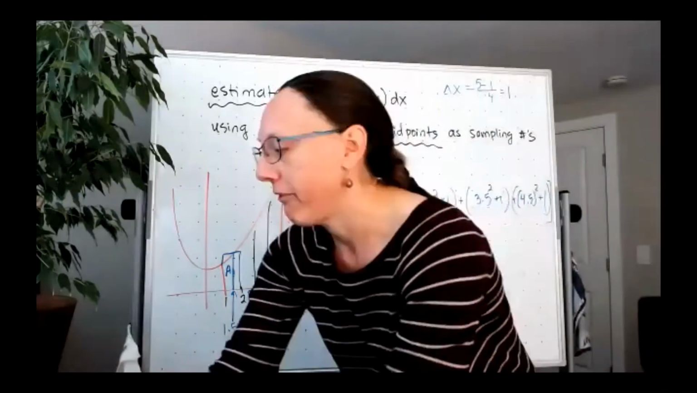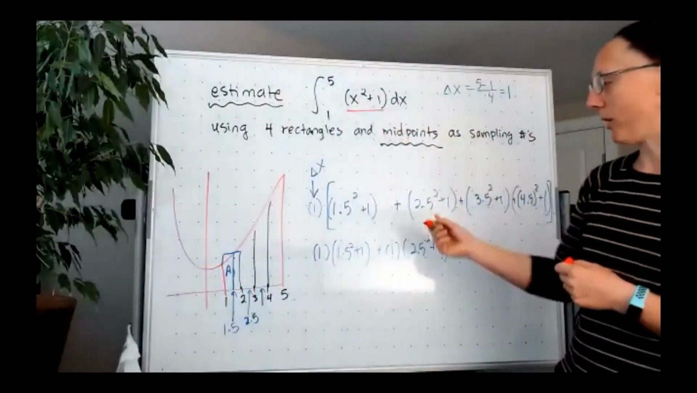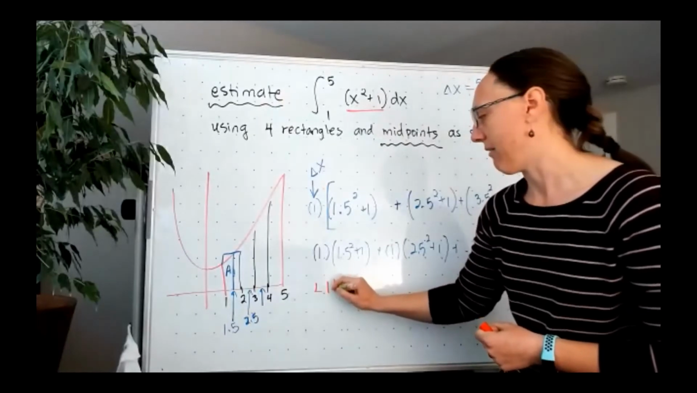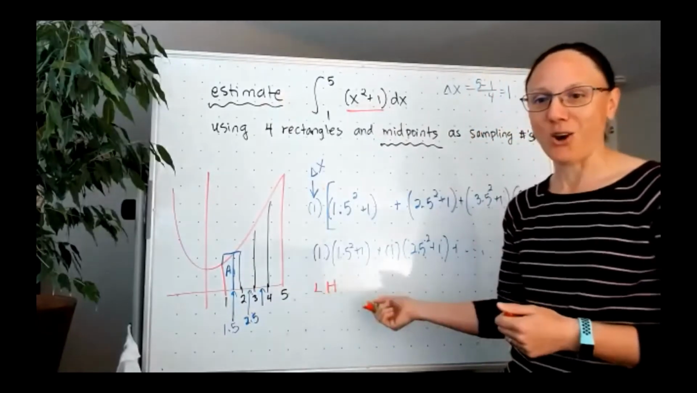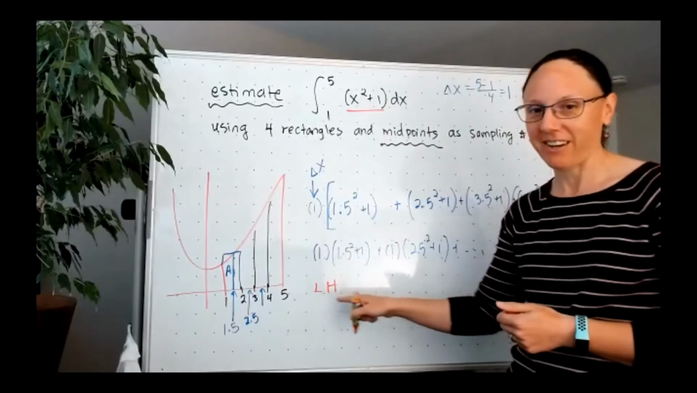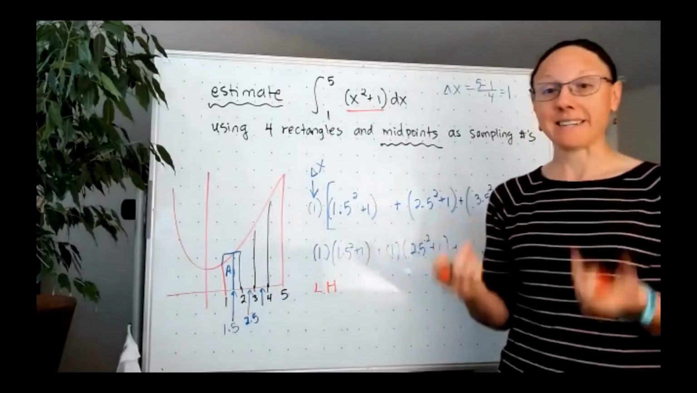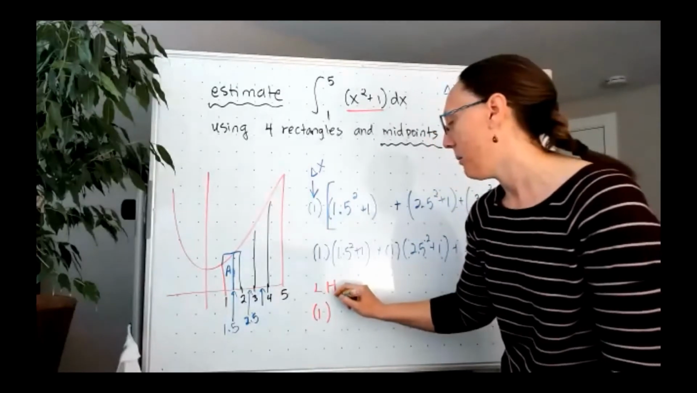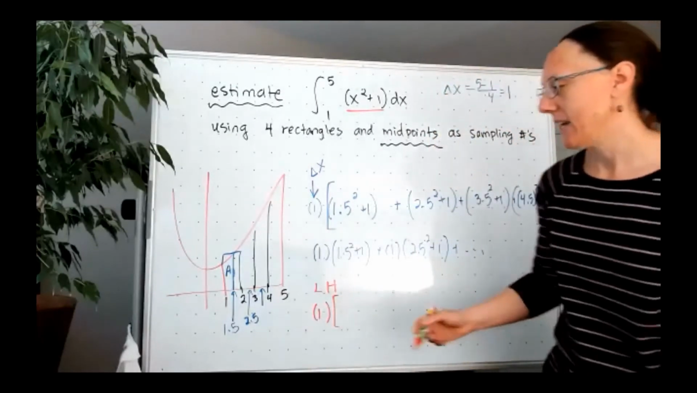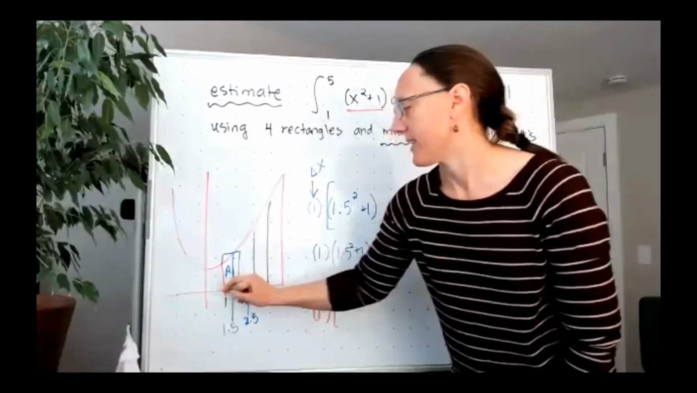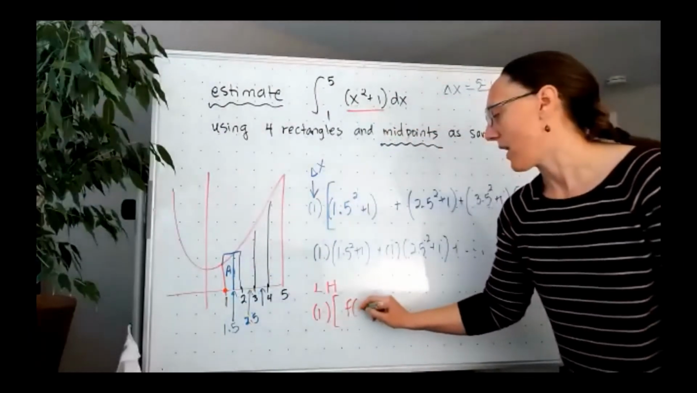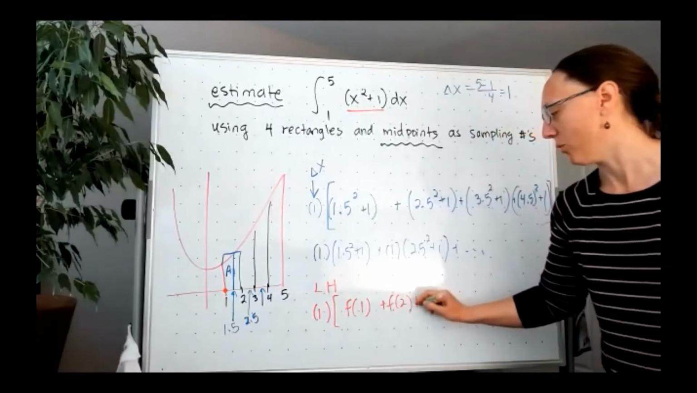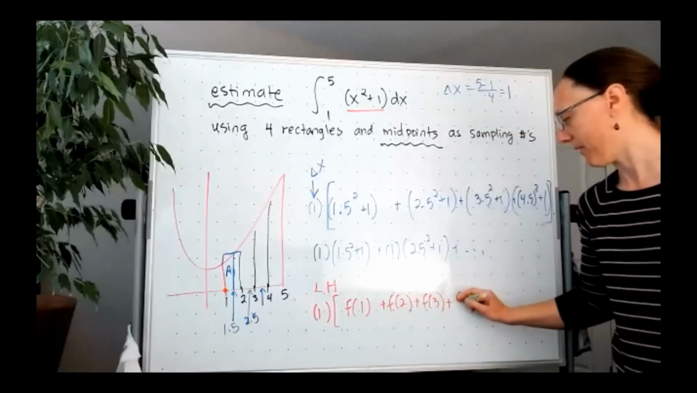So if we traded out the word midpoint for, I'm going to abbreviate, left hand. So if I were to use left hand endpoints, then again my delta x, my width for each rectangle, is still a 1. But now to get my heights, I'd start on the left hand side and use, I'm going to be lazy here, f of 1, and then f of 2, f of 3, f of 4.